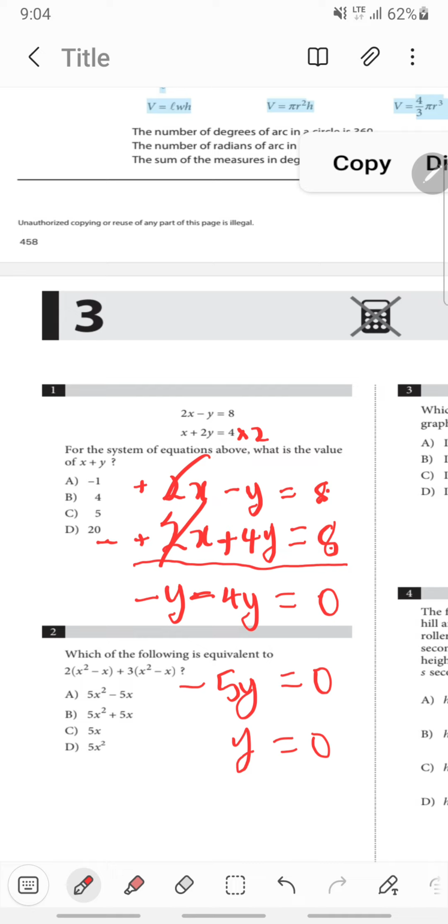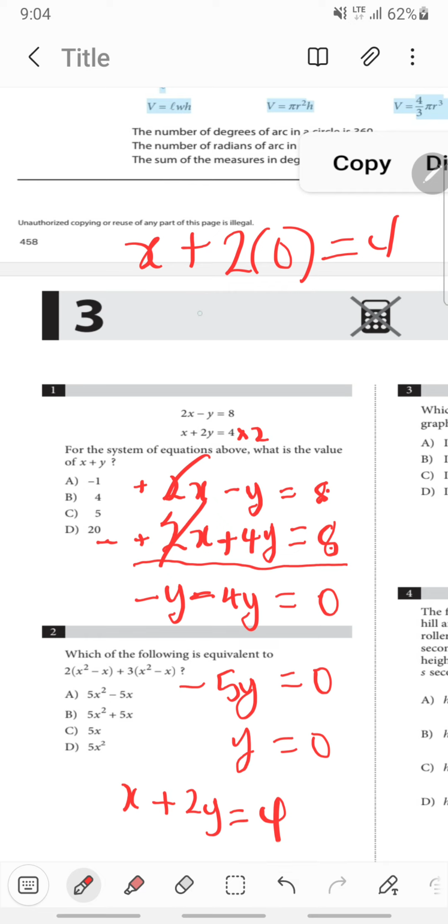So let me solve for x. To solve for x in this case, it is going to be x plus 2y equals 4. I'm using that second equation, but I found my y to be 0. That is x plus 2 times 0 is 4. So 2 times 0 is 0. So x is equal to 4.